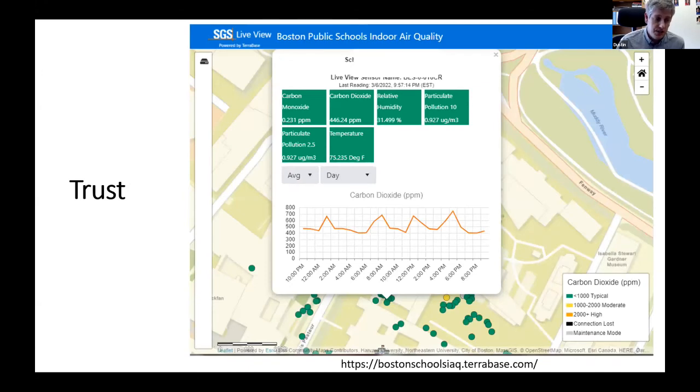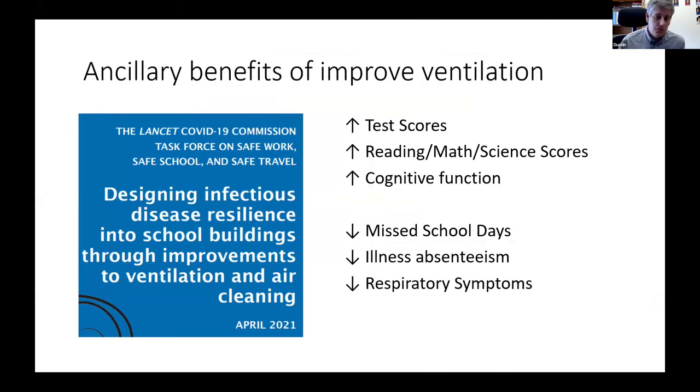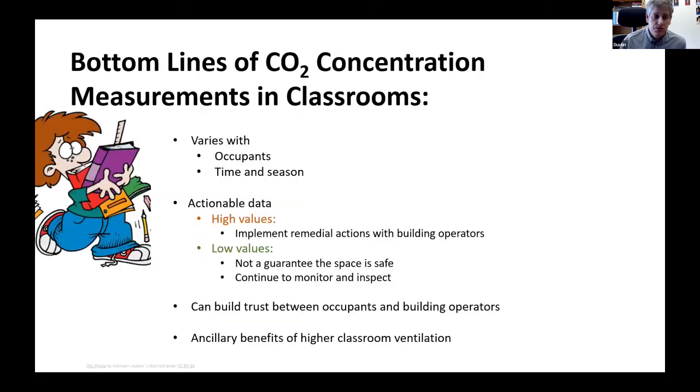I really want to highlight the fact that if you're measuring CO2 and other parameters like RH and temperature, it allows you to build trust with the school community. And this is an example of Boston Public Schools, where they're currently monitoring over 4,000 classrooms in real time. The data is displayed on the internet. It allows immediate identification of problems and prioritizing of resources to repair those classrooms, for both replacement, and also provides data to staff to support any issues and complaints they have with indoor environmental quality. Finally, as Mark mentioned before, there are a lot of ancillary benefits of improving ventilation, including improved test scores, cognitive function, and reductions in absenteeism and respiratory symptoms.